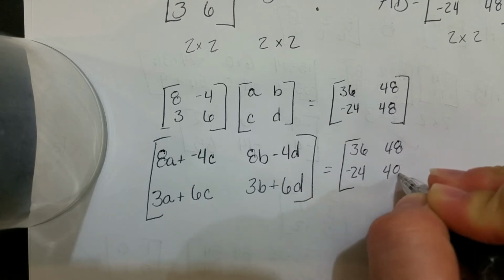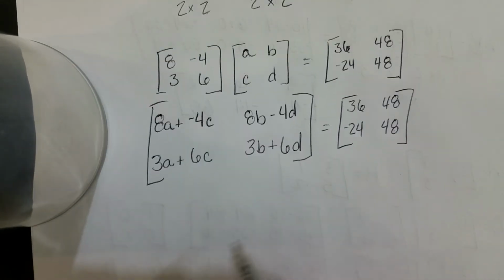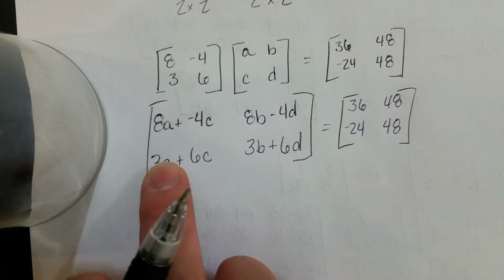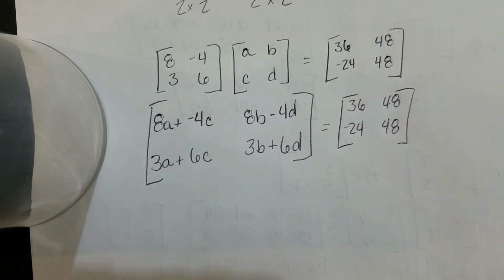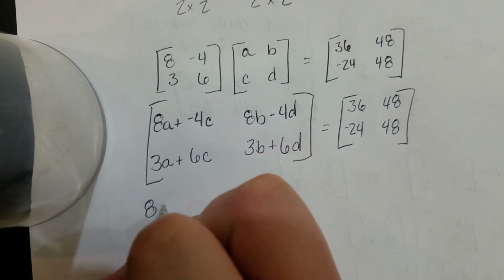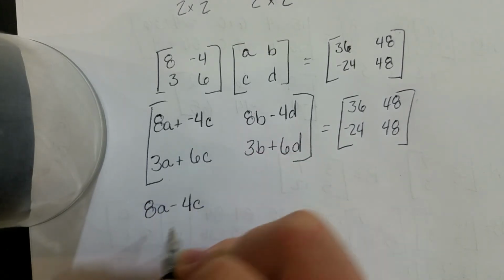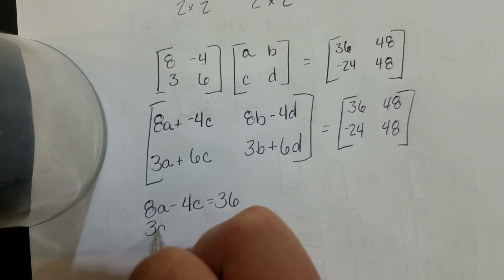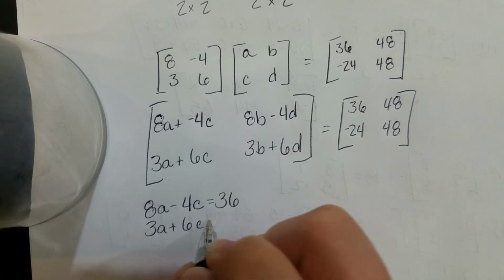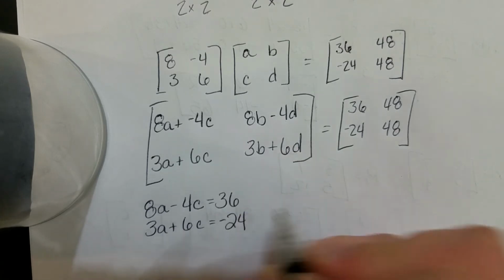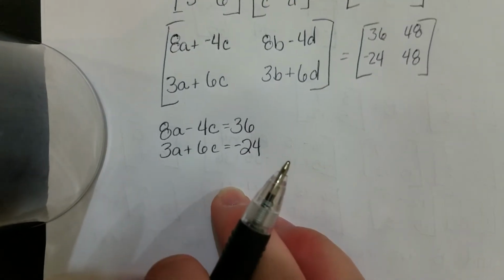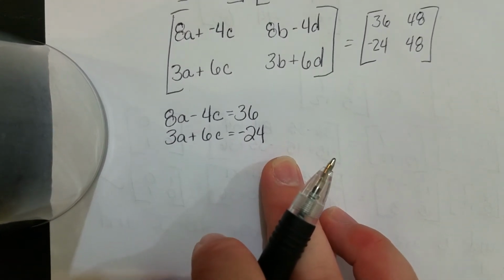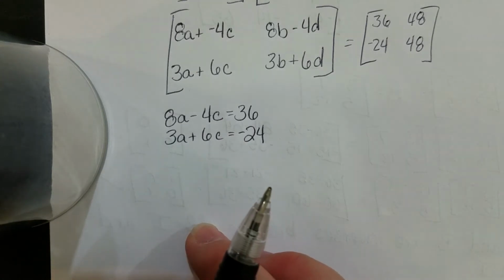So from there, what you can do is you can set up good old systems of equations. So basically these are 2 equations. They both have A and C, and you can see what they would equal. So let's set that up. 8A minus 4C equals 36. And then 3A plus 6C equals -24. And we've learned a lot of different ways to solve this. To be honest with you, I'd probably go back to what you first learned in algebra, which is just elimination.